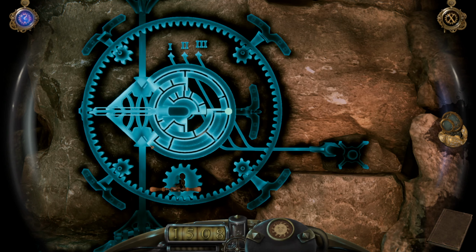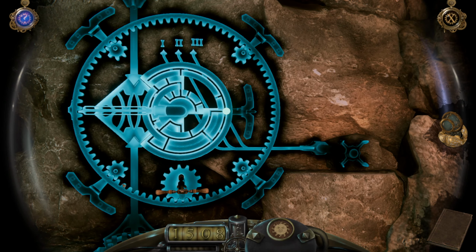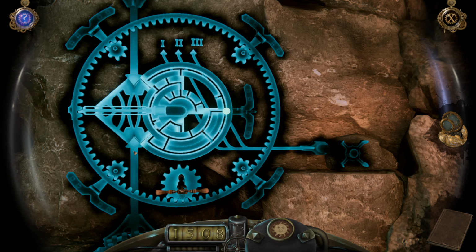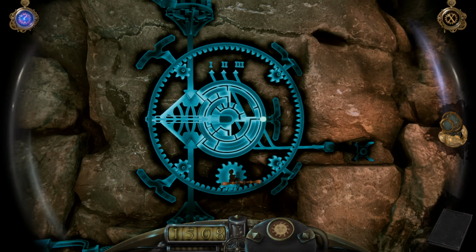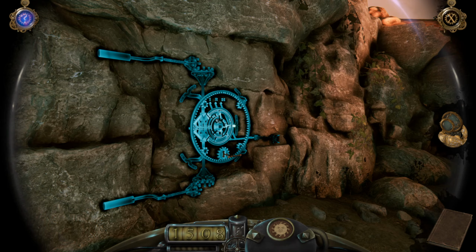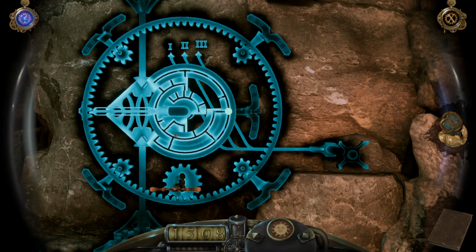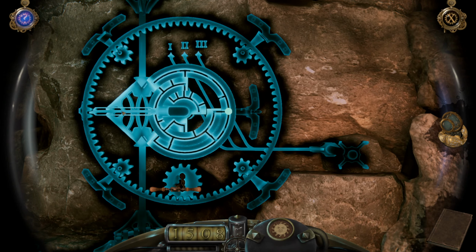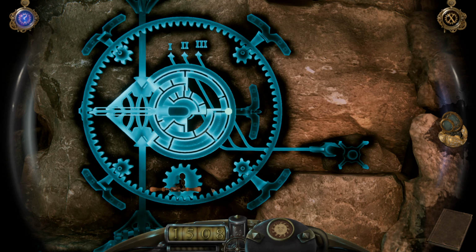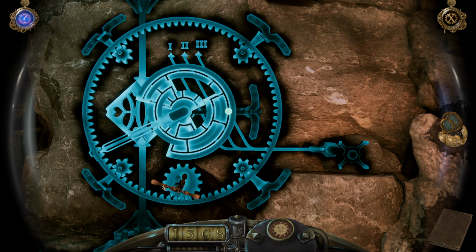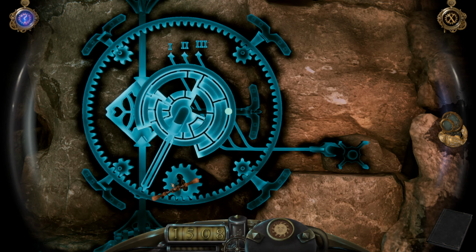Obviously, we got to deal with these. This thing coming in from the top and this thing coming in from the bottom. But I don't see how to engage those with this mechanism. I don't understand the point of this. Maybe that's just engaging the gear?